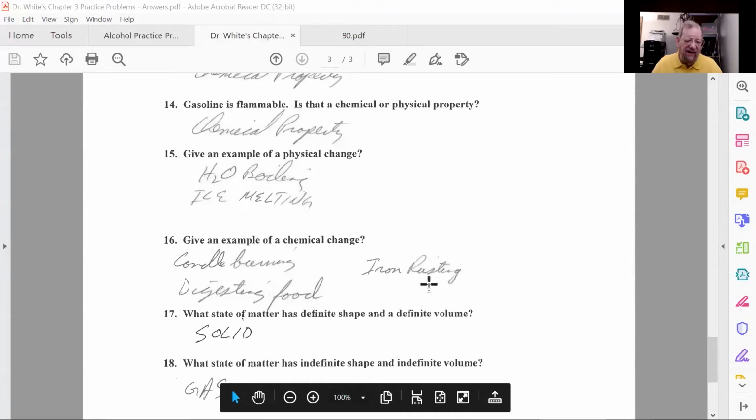If you're taking organic chemistry with me, which I teach at Elgin Community College, I teach that chemistry. It's quite exciting. Also, Dr. White has worked in certain industries like fats and oils, so I know firsthand about that. And iron rusting would be another example.